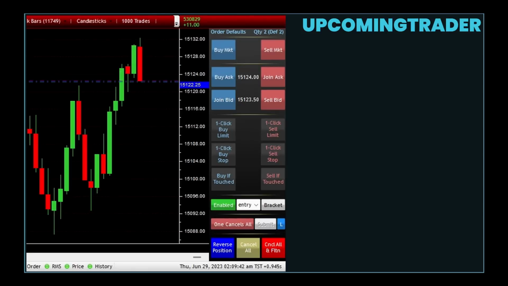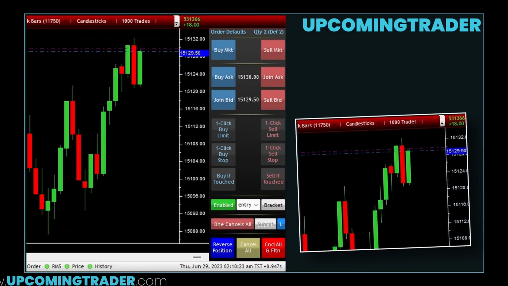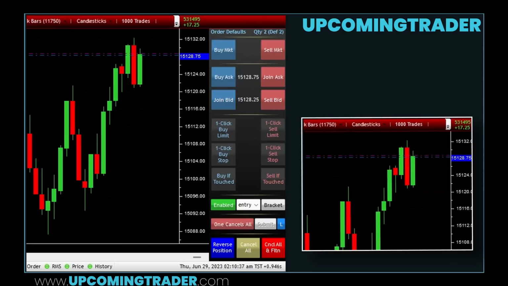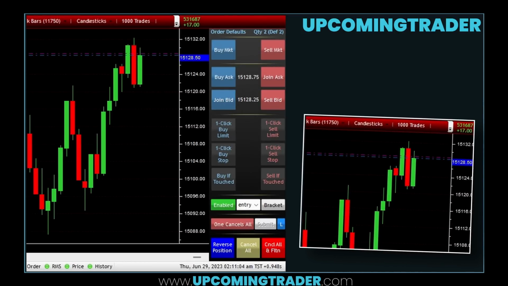Ultimately, whether you're a seasoned swing trader or a beginner in the Nasdaq E-mini futures contracts market, gaining a firm grasp on price action trading can significantly elevate your trading performance and outcomes.